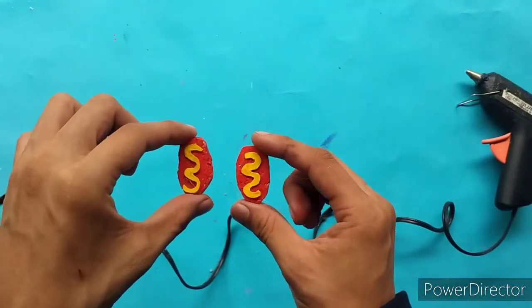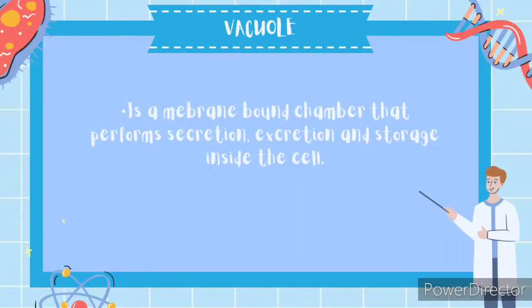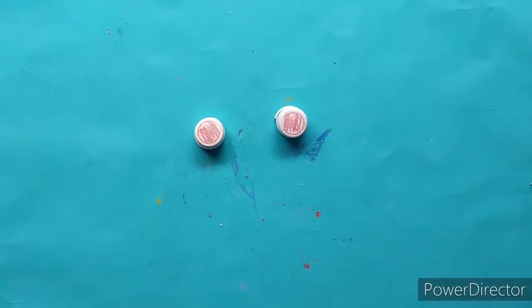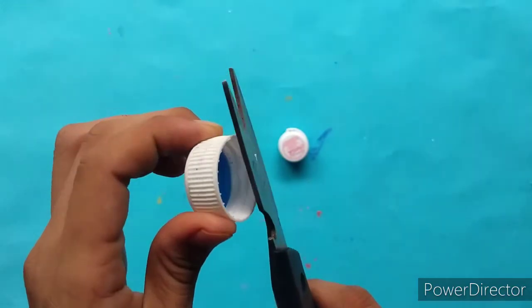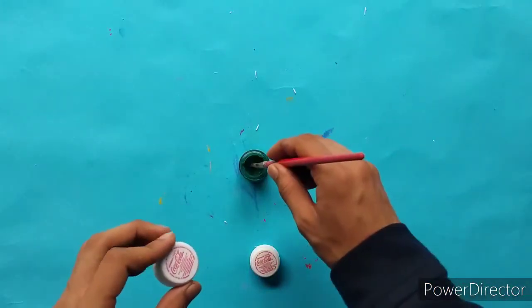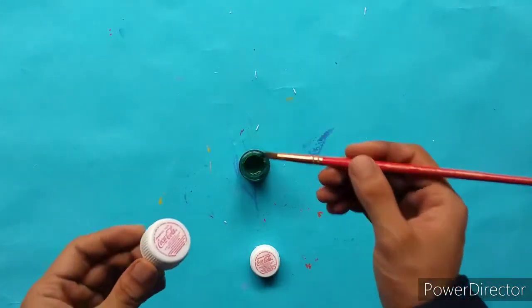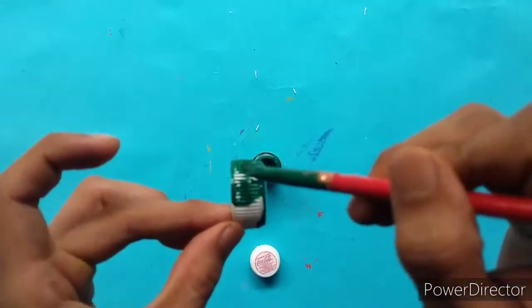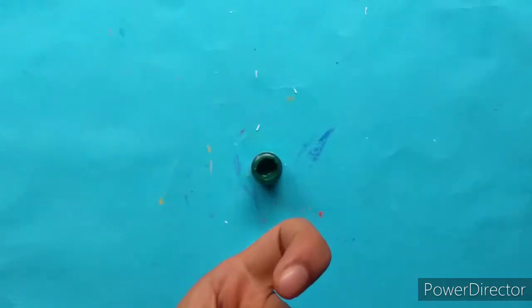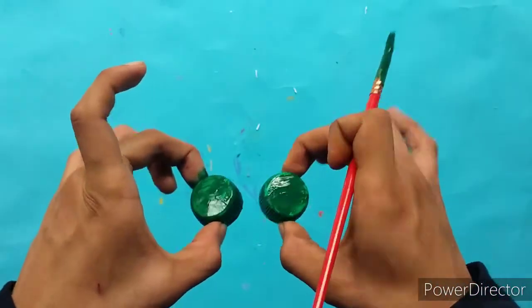There you have it. Next is the vacuole. It is a membrane-bound chamber that performs secretion, excretion, and storage inside the cell. For your vacuole, I'll be using these bottle cups. Cut this part. Then paint. I'll be using the color green. There you have it.